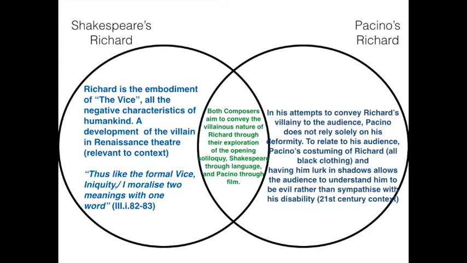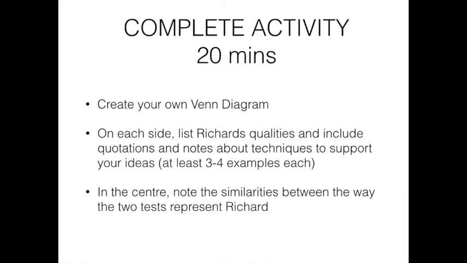So what I want you guys to do now is, if I go to the next slide, you're going to create your own Venn diagram. I'm going to give you about 20 minutes. On each side, list Richard's qualities and include quotations and notes about techniques to support your ideas. In the center, note the similarities between the way the two texts represent Richard.